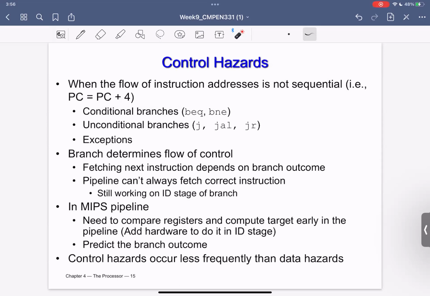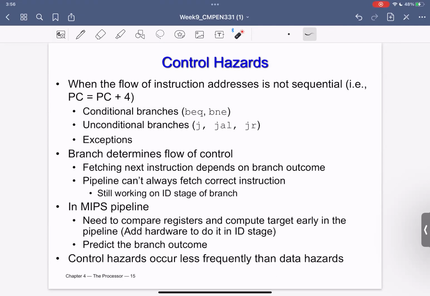The question is, at which stage exactly will I know that I have to go to line 1000? We have to ask ourselves that. How many stalls, or how many cycles, do I need to wait until I know that I have to go to line 1000? This is in the case of the jump, for instance.